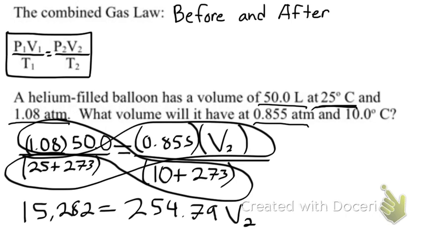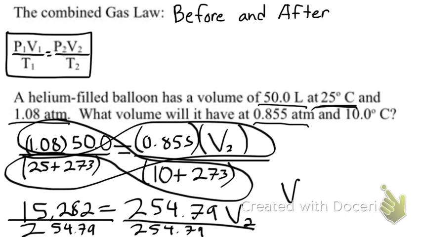Now we need to isolate our V2. Since these two are being multiplied together, we need to divide to get rid of it. So we divide 254.79 on both sides, and our V2 equals 60 liters.